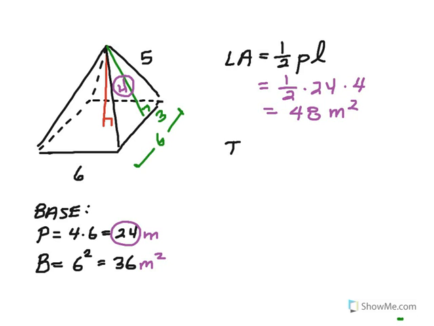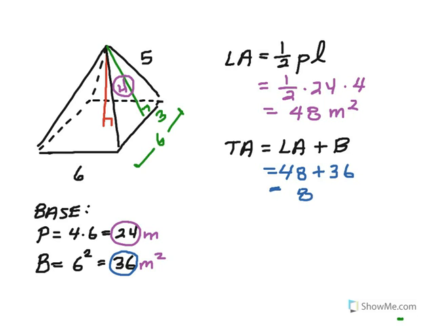Okay, so next the total area is equal to the lateral area plus the area of the one base. So we already figured out the lateral area up above is 48 square meters, and we figured out the base area earlier is 36 square meters. So altogether, that's 84 square meters total area of the pyramid.